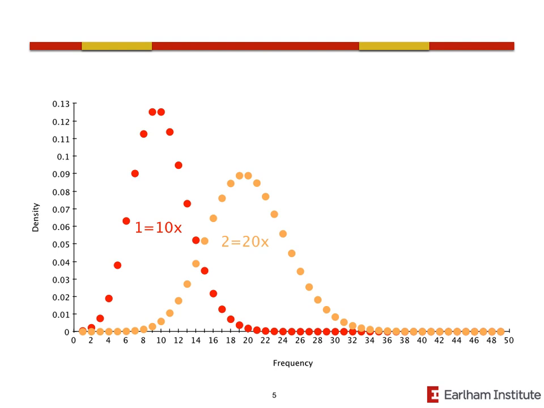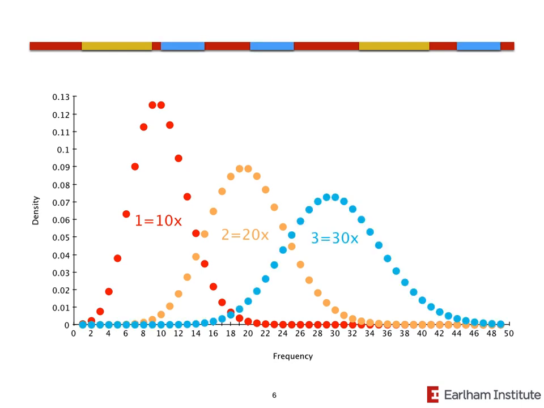So what if we have some content that appears twice? We will expect to see those K-mers following a distribution centered around 20 times, like this. Obviously, if some content appears thrice, we will expect to see those K-mers following a distribution centered around 30 times.